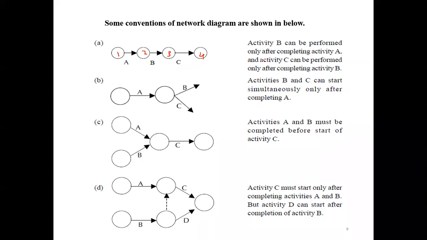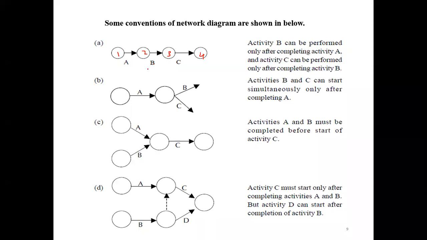Now you can read this paragraph. Activity B can be performed only after completing activity A. Are you clear? So B can be performed soon after completion of the A activity. Then activity C can be performed only after the completion of the B activity. So once A is completed, only then can you start B. Then once B is completed, C starts. So for B, A is the predecessor activity. For C, B is the predecessor activity.